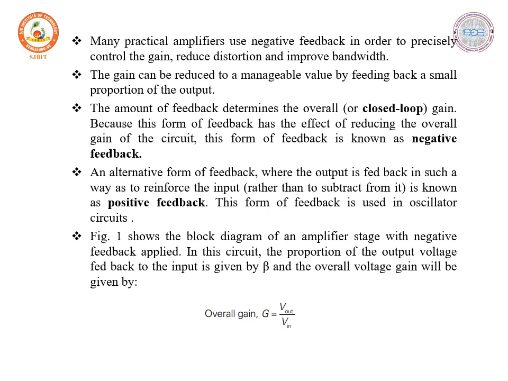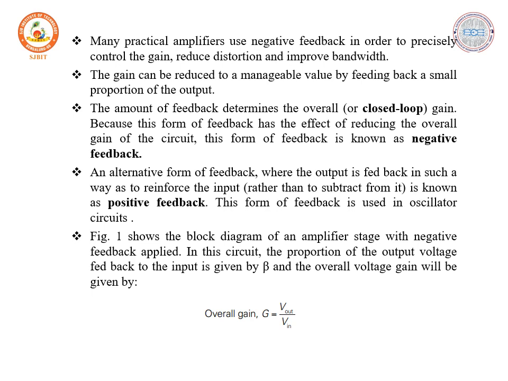Many practical amplifiers use negative feedback in order to precisely control the gain, reduce distortion and improve bandwidth. The amount of feedback determines the overall gain. This form of feedback has the effect of reducing the overall gain of the circuit, and is known as negative feedback. There is an alternative form of feedback where the output is fed back in such a way that it reinforces the input rather than subtracting from it. This is called positive feedback. This form of feedback is used in oscillator circuits. Amplifier circuits use negative feedback, while oscillator circuits use positive feedback.